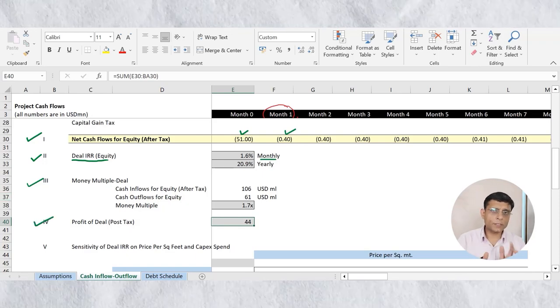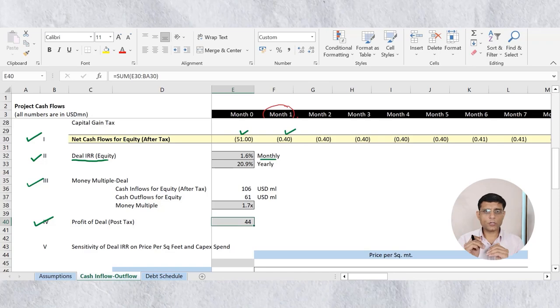So you can see, guys, how easy it is to calculate your output once you have cash inflows and outflows in place.